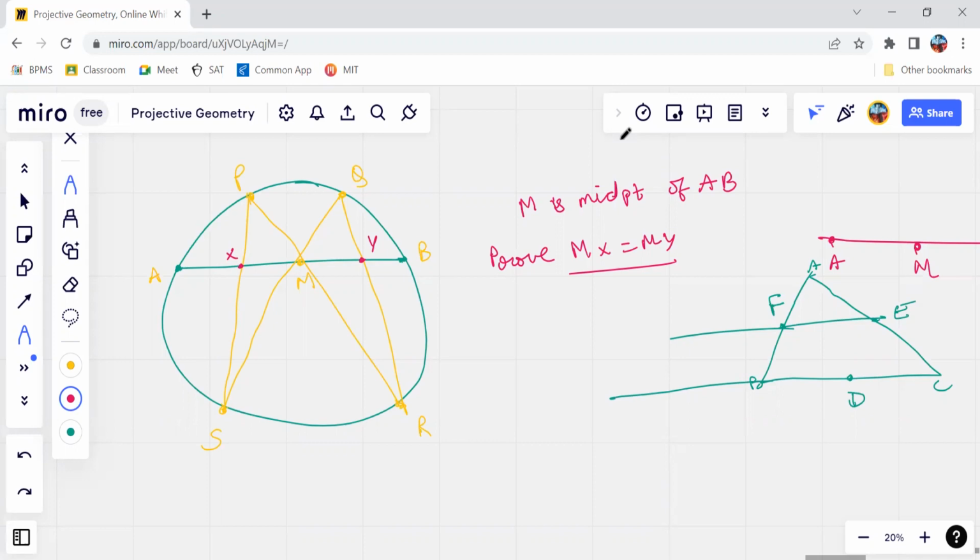So if we prove that the cross ratio of A, Y, X, B is equal to -1, then we will be done. Like, assume it was -1. Then we have XA by XY is equal to BA by BY. Okay, yes, it's not equal.